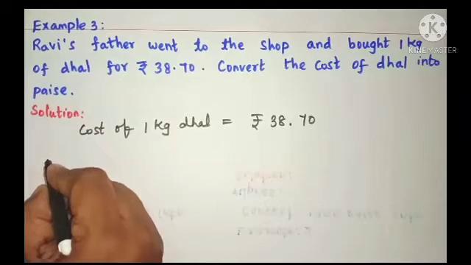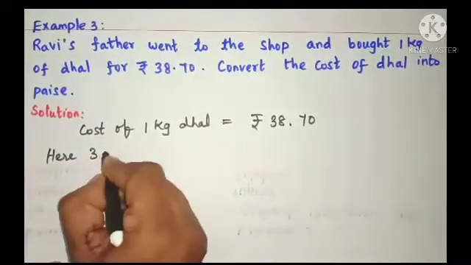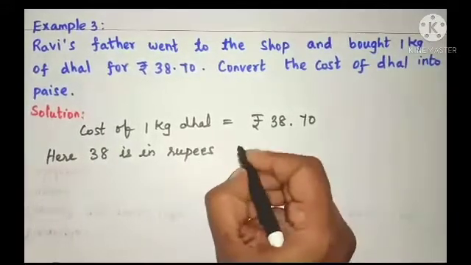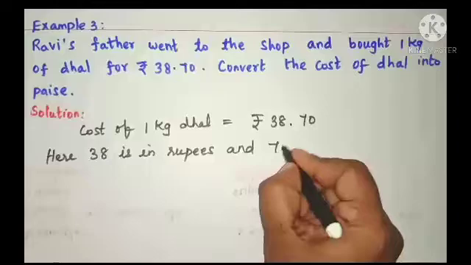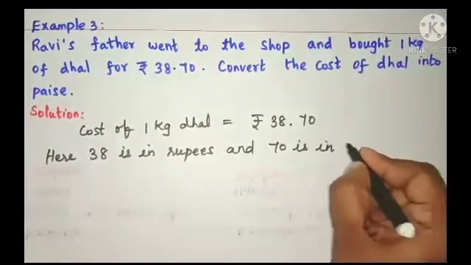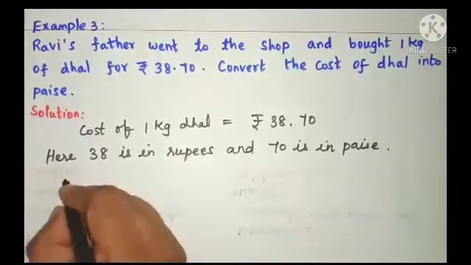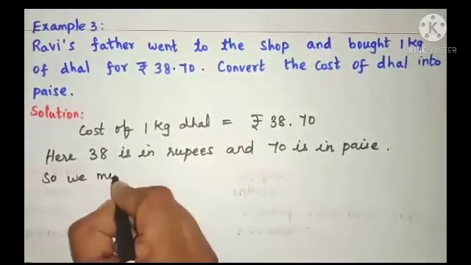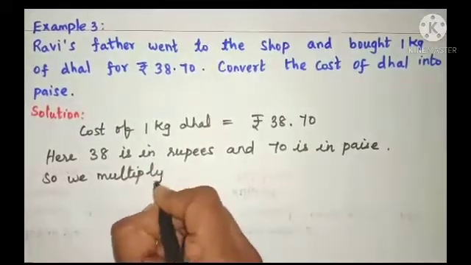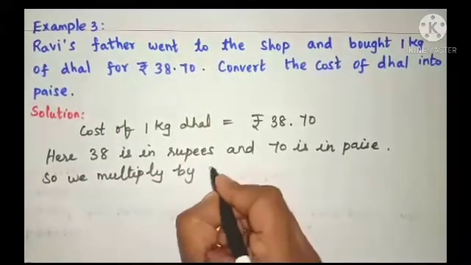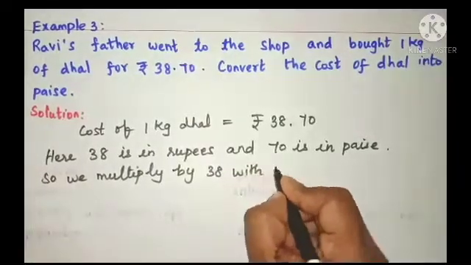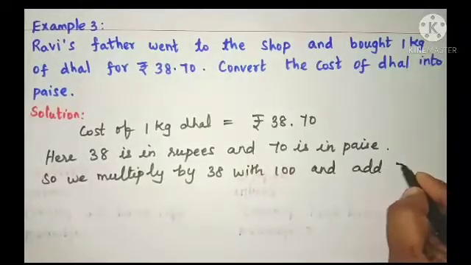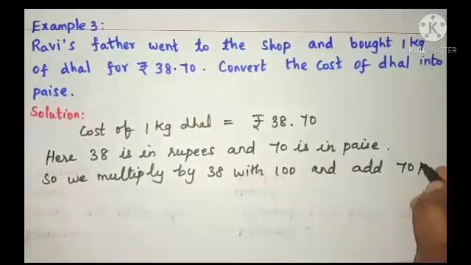Here 38 is in rupees and 70 is in pies. So what we have to do? We have to multiply 38 by 100 and add the value to 70 pies.